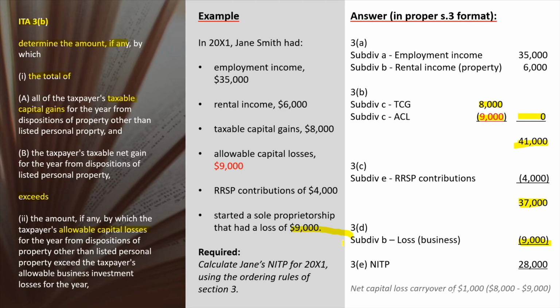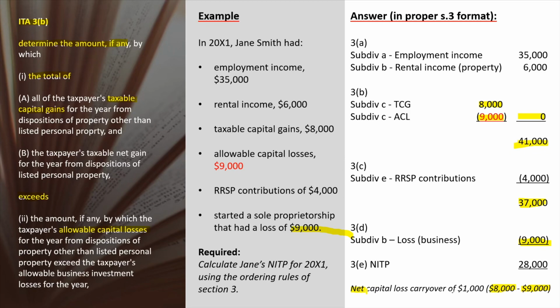You would note down somewhere that you have something called a net capital loss carryover of $1,000. So this 8,000 that I'll highlight in the bottom right-hand corner of the screen relates to the taxable capital gains, and the 9,000 relates to the allowable capital losses. This is a net capital loss carryover. Net meaning we took our capital items, taxable capital gain and allowable capital loss, and we subtracted one from the other.